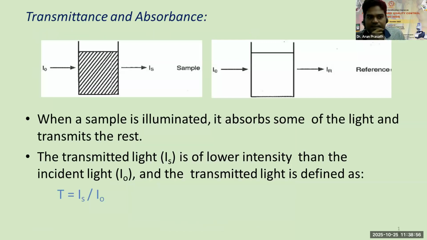Now come to transmittance and absorbance. As we have been talking about from the beginning, let us see how transmission and absorbance work. So this is the light from the light source. This I naught is the incident light, the initial incident light over the surface of a sample. Usually the sample comes in a cuvette, a glass or quartz container where the sample is placed, and some portion of the light is absorbed and some portion is reflected back.